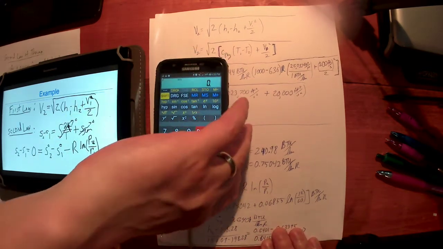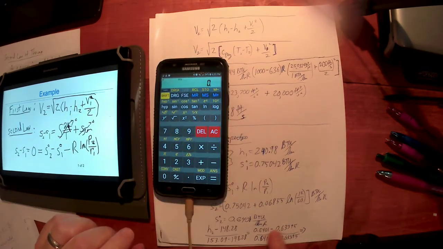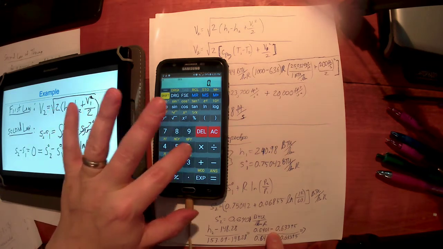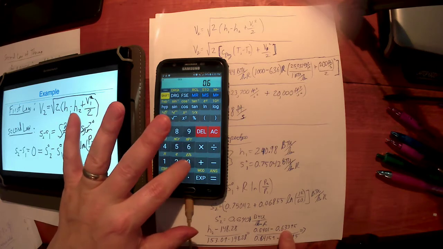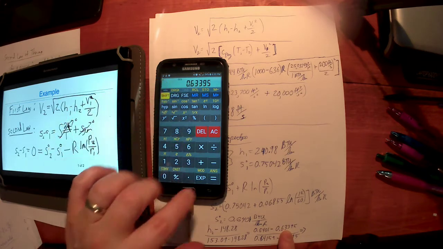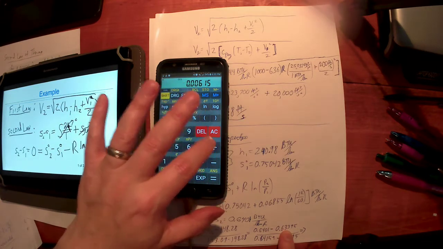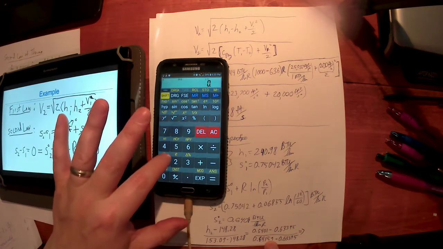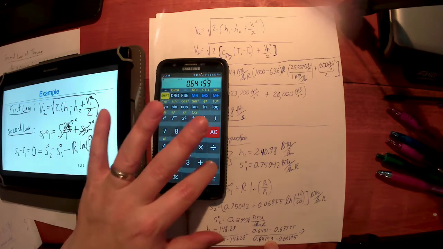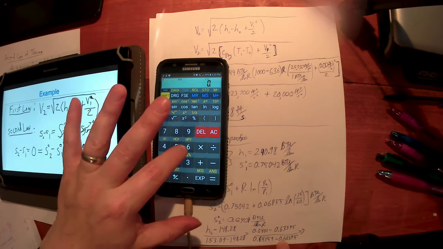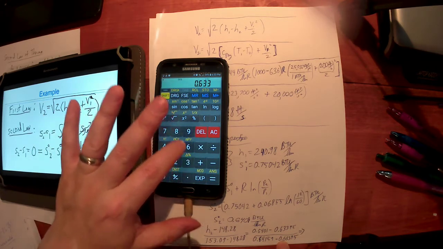Okay, so let's see if I can do this real quick here. So I'm going to do this ratio first. That's 0.6401 minus 0.63395 equals, divided by quantity, 0.64159 minus 0.63395.